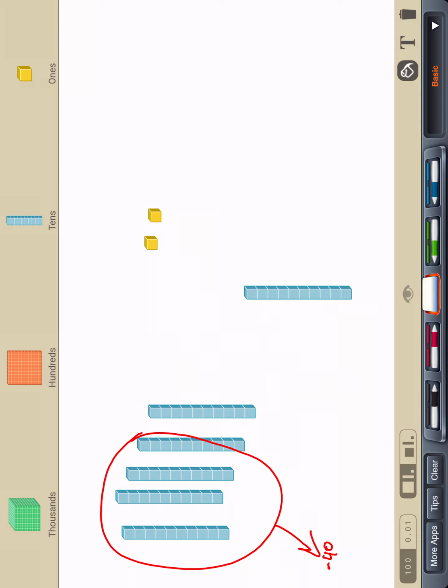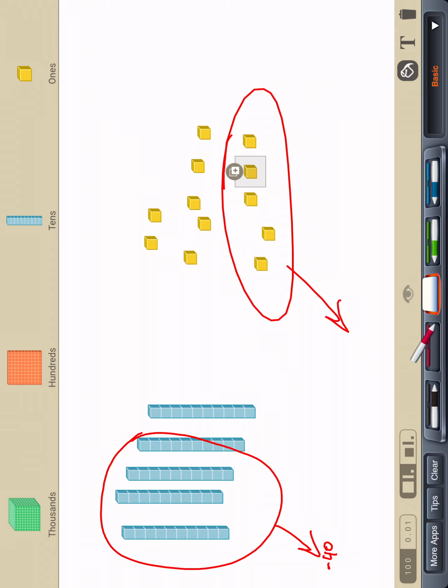So let's do that. We're going to take 1 rod and make it into 10 singles. Now can we take away 5? And sure enough, we can. So we took away 40 and we took away 5. And what is left is 10 and 7. So 17.